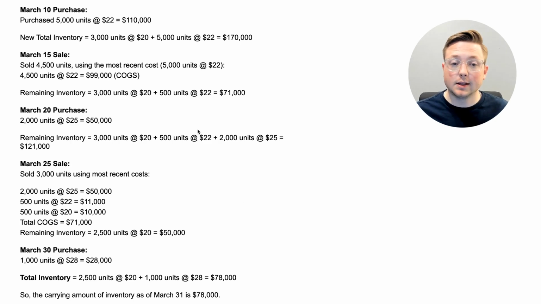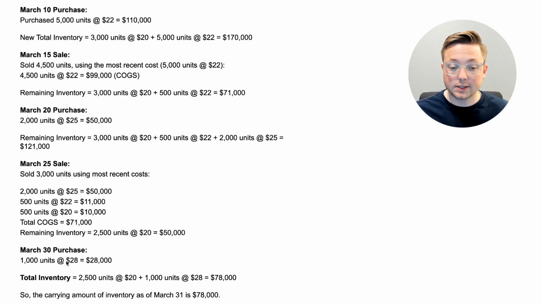So now we finally are going to break into those beginning units that we had at the very beginning of the month, 3,000 units. So there's going to be 500 of those units of the 3,000 from the beginning to finish the 3,000 units that are being sold on March 25th. So again, all 2,000 units from the March 20th purchase, the remaining 500 units from the March 10th purchase, and then now we're using also 500 units from the original beginning inventory. So add that all together, the total cost of goods sold is $71,000, and the remaining inventory after all that is the 2,500 units of the beginning inventory that are left, and those are still at $20 per unit, so that's $50,000. And then finally, to finish, there was another purchase on March 30th.